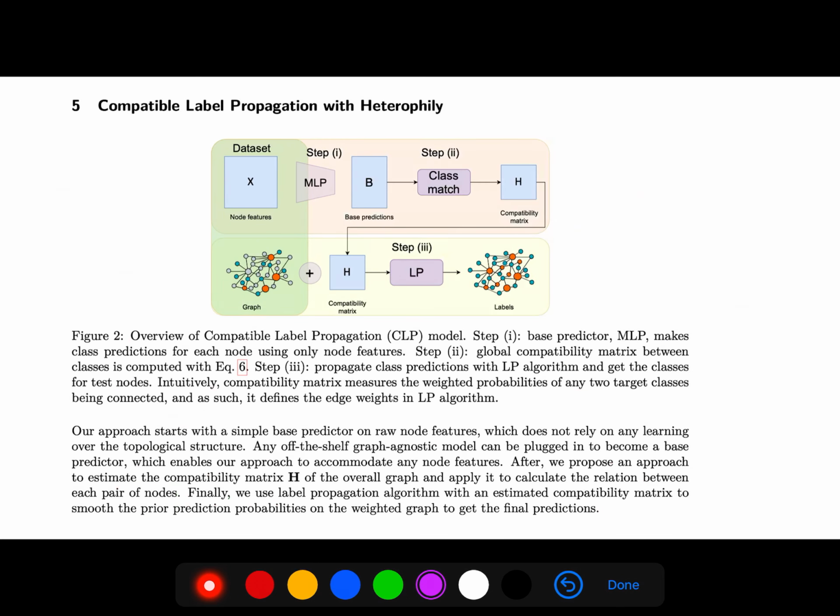So this is our overview of compatible label propagation. First step is the predictor. We have a Bayes predictor, an MLP, that makes class predictions for each node using only node features. And the second step, we have the global compatibility matrix between classes. And finally, we propagate class predictions with the LP algorithm and get the classes for test nodes.